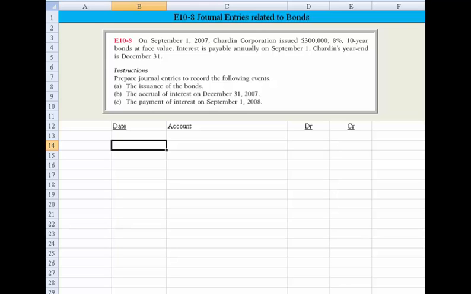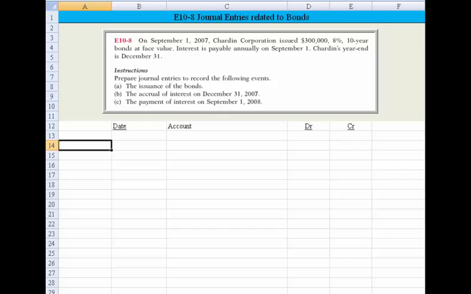Hi everyone, let's take a look at exercise 10-8, which deals with journal entries relating to bonds. On September 1st, 2007, Chardon Corporation issued 300,000 8% 10-year bonds at face value. Interest is payable annually on September 1st. Chardon's year end is December 31st. Okay, let's look at what we're required to do.